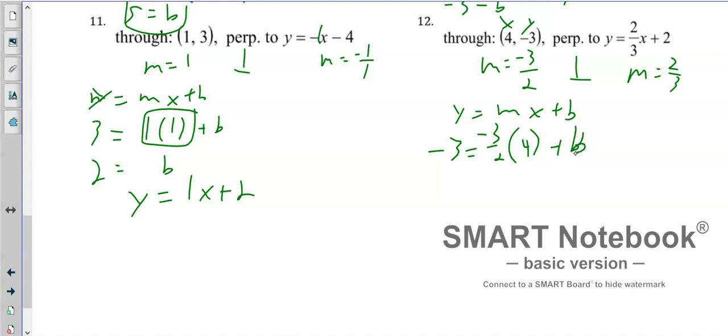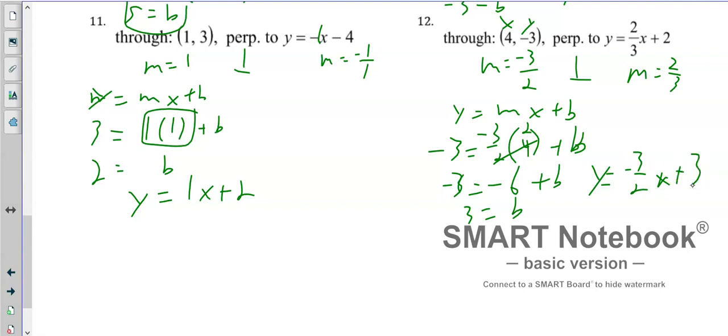Okay, this one's a little bit more work. 2 goes into 4 2 times. 2 times -3 is -6. So that's -6 plus b. I'm going to add 6 to both sides and get +3. And now I have my slope and my y-intercept. Y equals -3/2 x plus 3. And that's it.